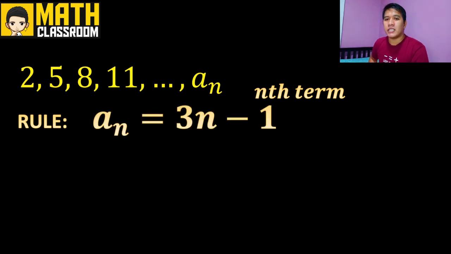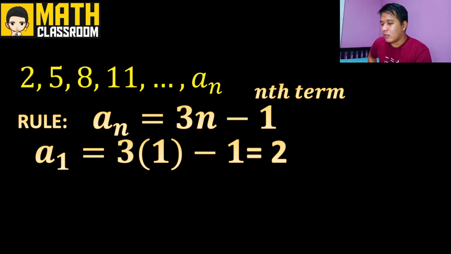So ano ba ibig sabihin ng general rule na yan? This rule can give you any term in the sequence. So check natin kung tama yung rule natin. For instance, for a sub 1, you are going to replace the value of n with 1. So as you can see here, we have 3n. So if we are solving for the first term, we'll have 3 times 1, which is 3, minus 1 will give you 2. So again, this is a sub 1 or first term.